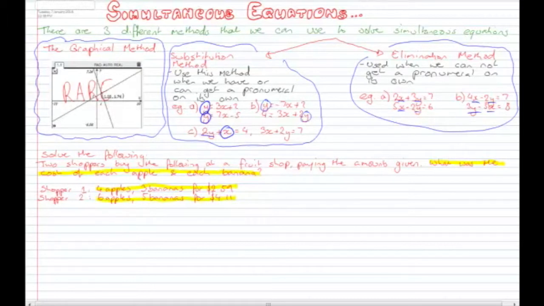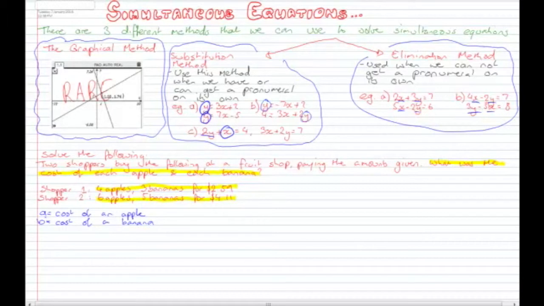So what we're going to do is we're going to assign a pronumeral to each thing. So we're going to say A is equal to the cost of an apple. So that's what we're looking for. And B is the cost of a banana. Alright, so essentially, the pronumerals that we assign will always represent what we're actually looking for.